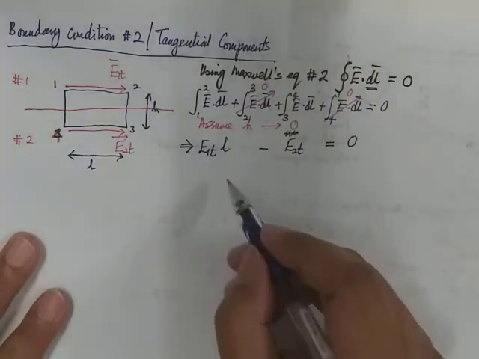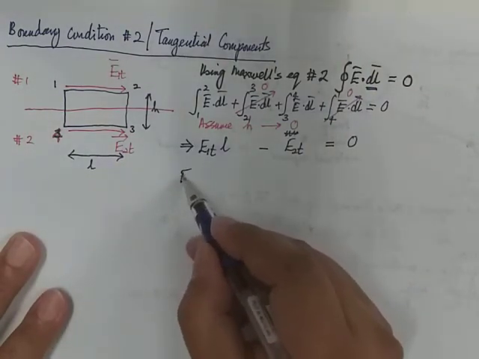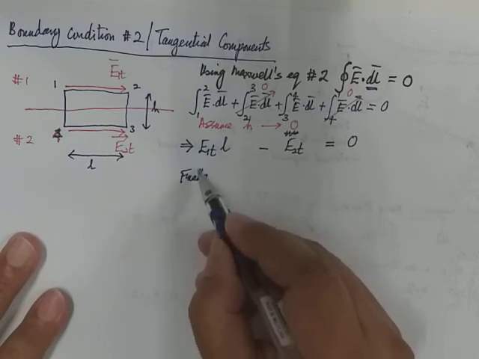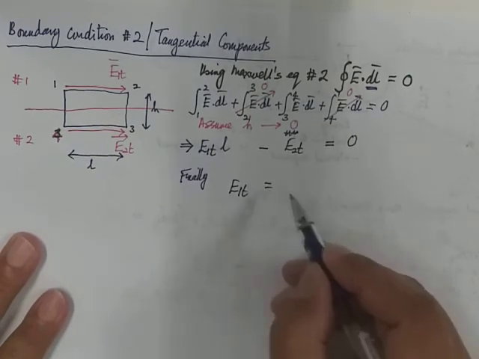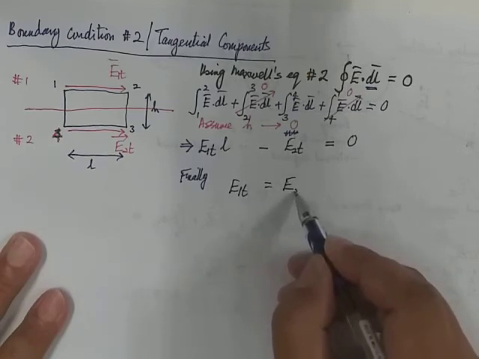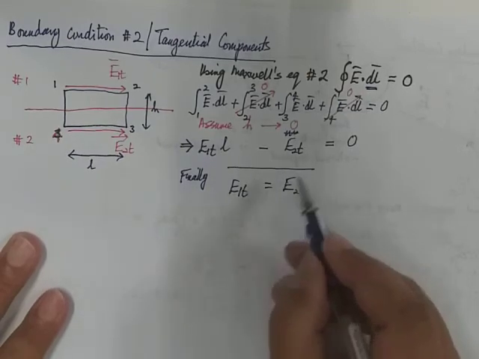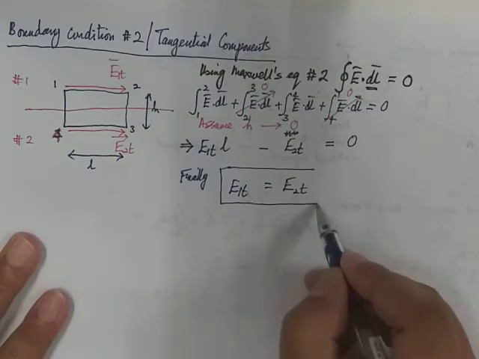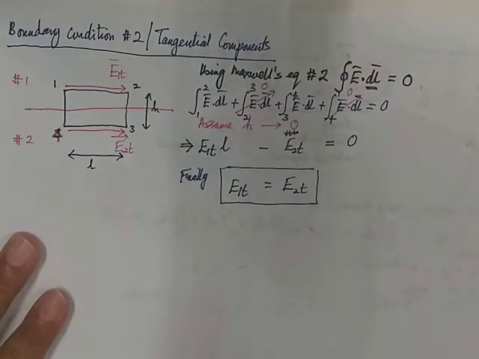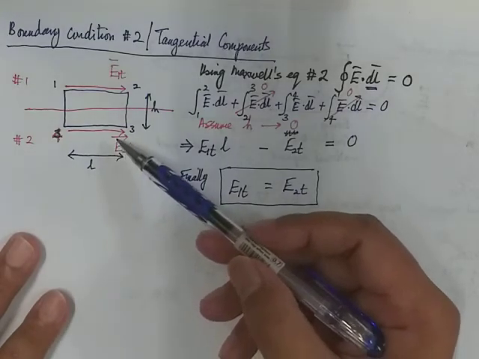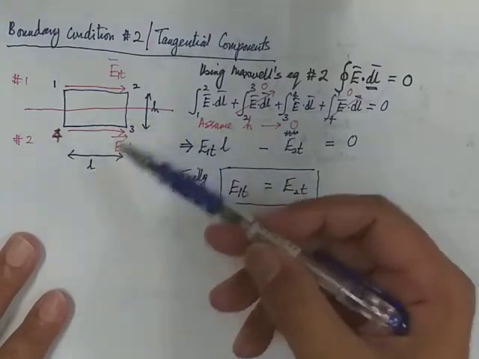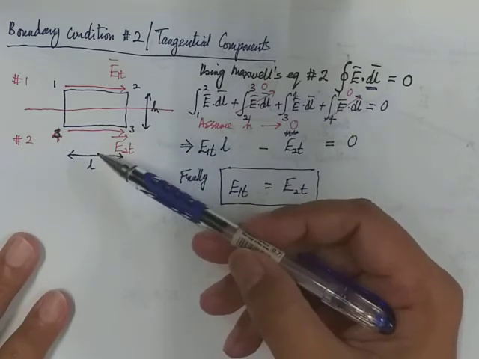So can we simplify the mathematics? Finally, we see that E1T is equal to E2T. That should be the standard equation of boundary condition number 2 that contains the tangential component, meaning that when the field is in this form, the field just penetrates to the other region without anything changing.